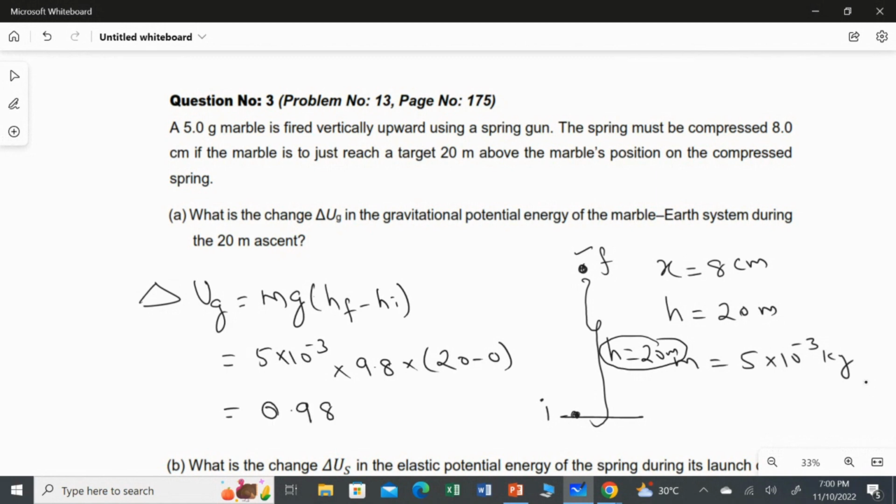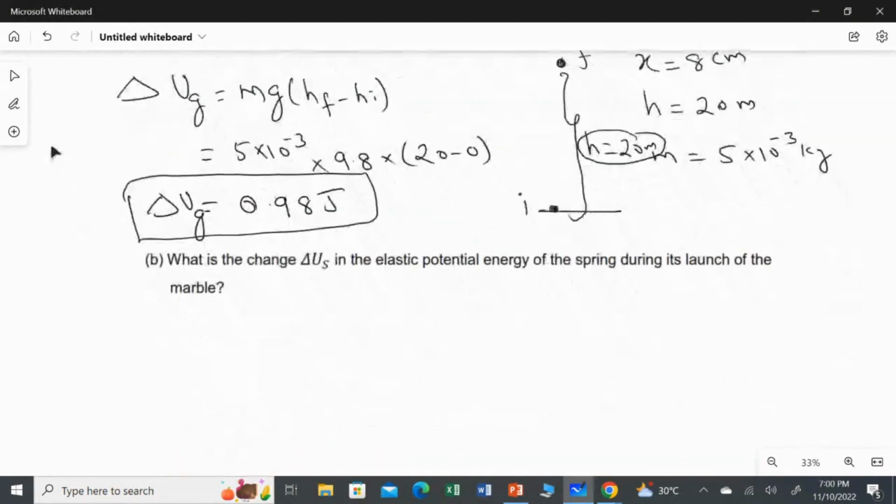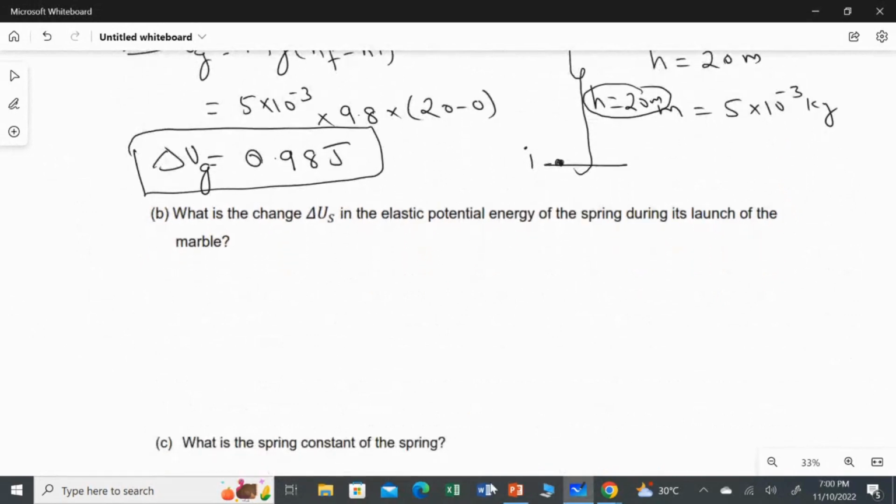0.98 joules. So this is the answer for change in gravitational potential energy. Clear? Second part. What is given in the second part of the question? What is the change in elastic potential energy of the spring during its launch of the marble.